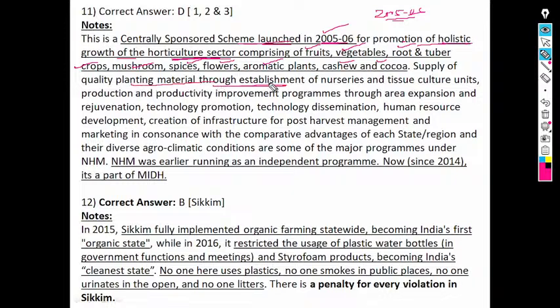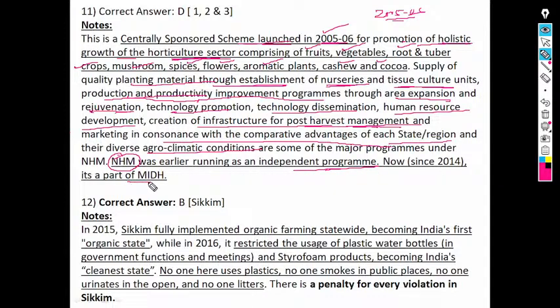Supply of quality planting materials through establishment of nurseries and tissue culture units. Production and productivity improvement programs through area expansion and rejuvenation. Technology promotion and dissemination, human resource development, creation of infrastructure for post-harvest management and marketing, in consonance with the comparative advantages of each state and region. Since 2014, it is a part of MIDH.